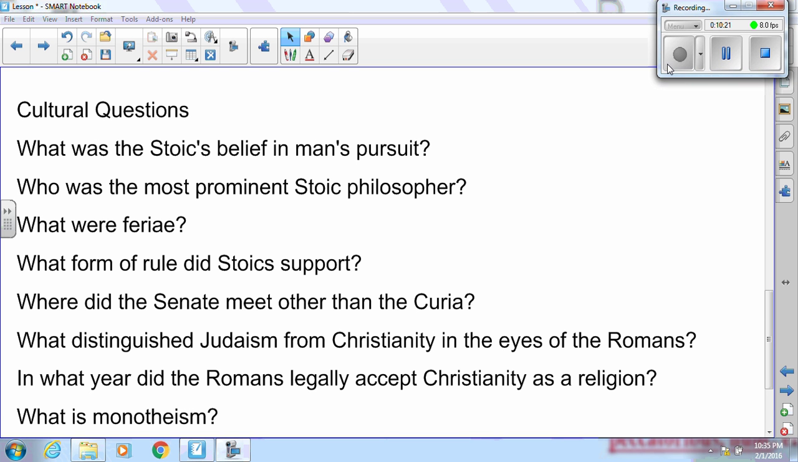Where did the Senate meet other than the Curia? The Curia, of course, is the Senate House, but they also would meet in various temples. What distinguished Judaism from Christianity in the eyes of the Romans? Well, at first, nothing. They really weren't able to distinguish the two. They both came from the same area. They both had one God. In what year did the Romans legally accept Christianity as a religion? That would be 313 AD. What is monotheism? That is a belief in one God.